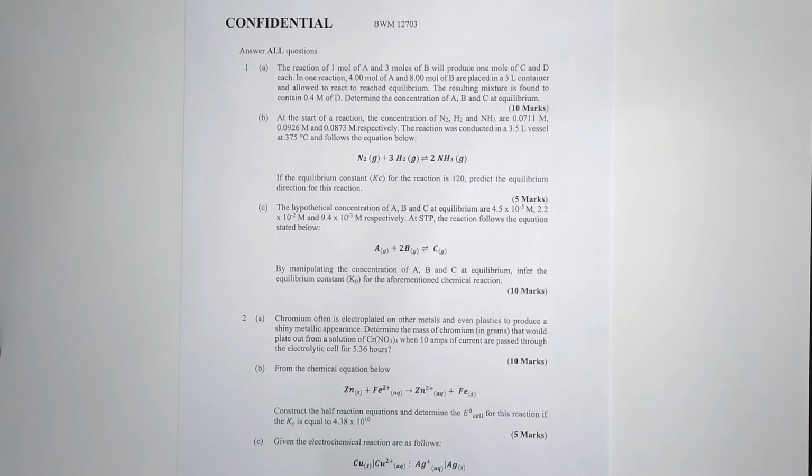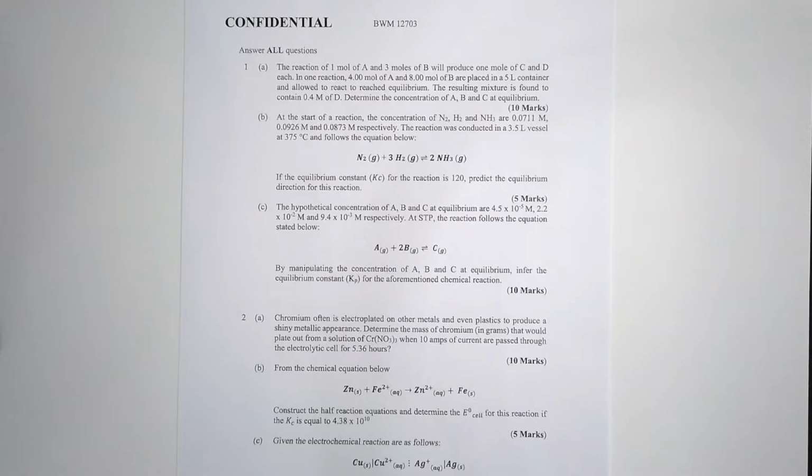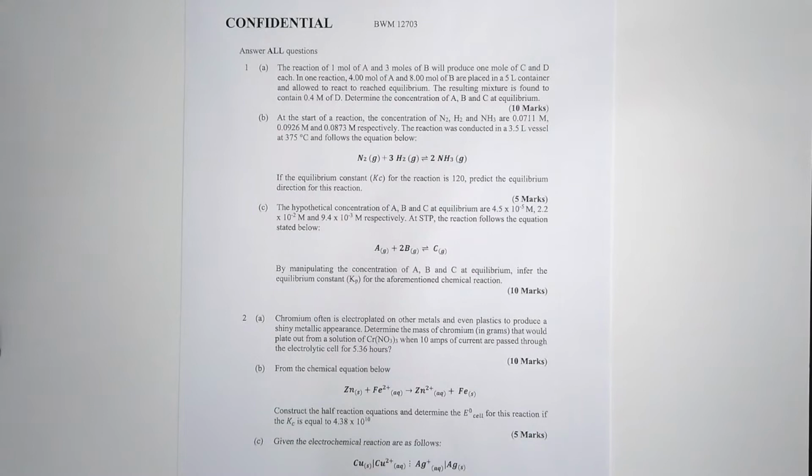Moving on to question number 1, section B. At the start of a reaction, the concentrations of N2, H2 and NH3 are 0.0711 molar, 0.0926 molar and 0.0873 molar respectively. The reaction was conducted in a 3.5 liter vessel at 375 degrees Celsius and follows the equation below. If the equilibrium constant Kc of the reaction is 120, predict the equilibrium direction for this reaction.